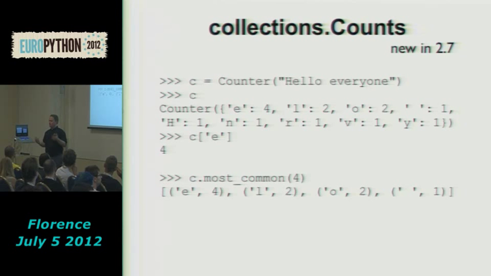If you're in earlier Pythons, you might have used a dictionary for this, or a default dictionary as well. But this is really optimized for this sort of count the number of things that you have. So here I have a string, count the number of characters in the initializer, and E is 4 times, L is 2 times, and so on. It also has the ability, when you take two counters and add them together, to add the values together. And here you see a method, most common, so give me the most common 4 elements inside the counter. So I can combine these together in a single-threaded program to do this.